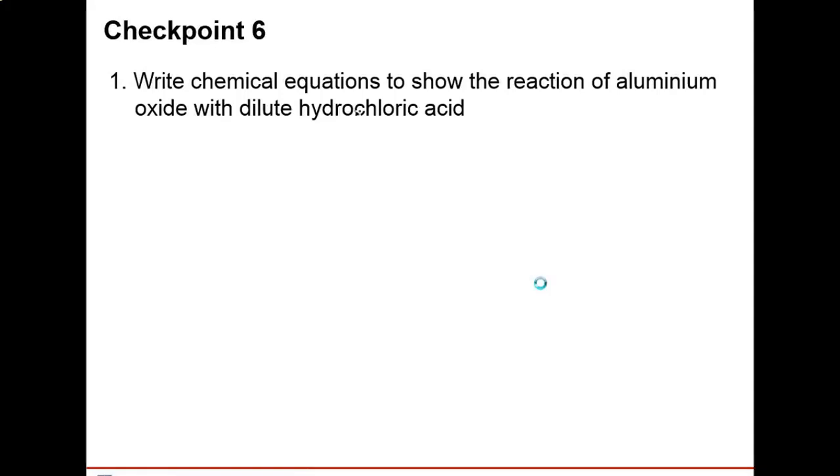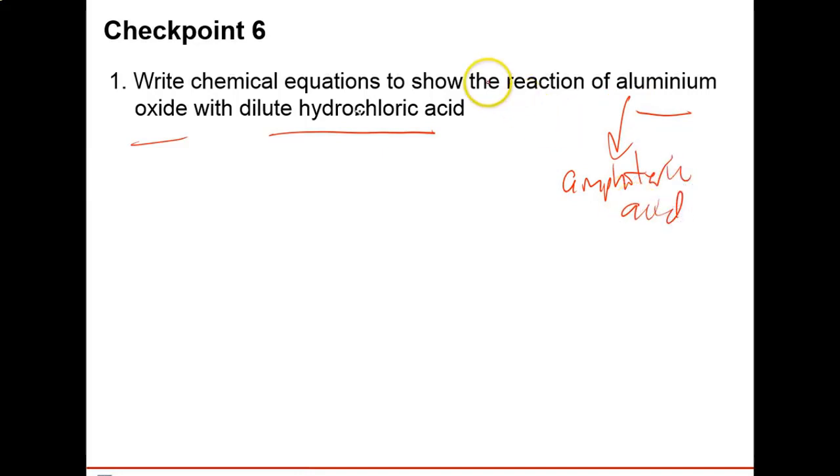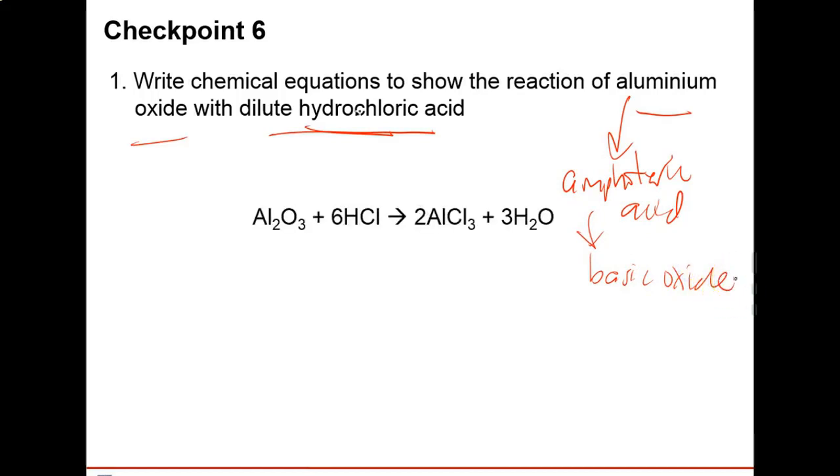Alright, for checkpoint 6, the first one is a very simple equation: aluminum oxide with dilute hydrochloric acid. Aluminum oxide, if you recall, is an amphoteric oxide. So this is an acid, and because this is acid, the amphoteric oxide will now behave like a basic oxide. And this is the chemical equation.